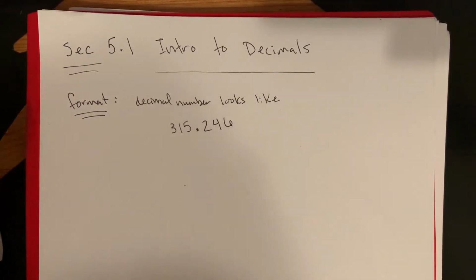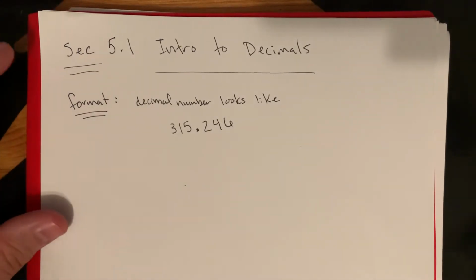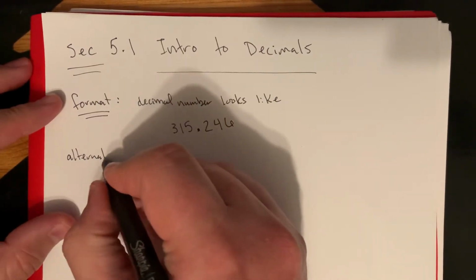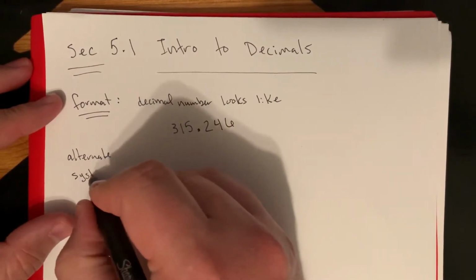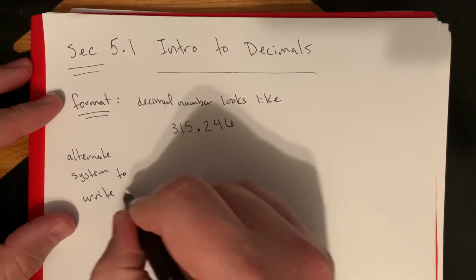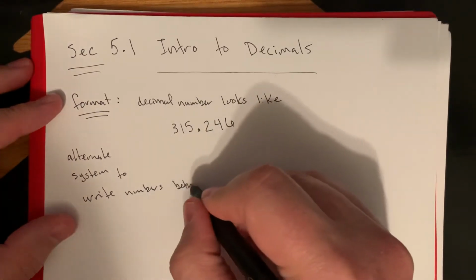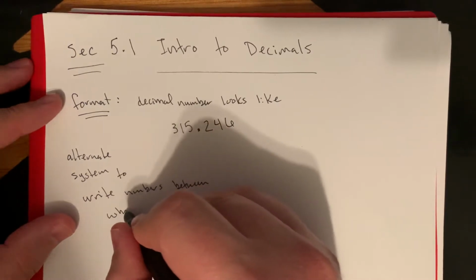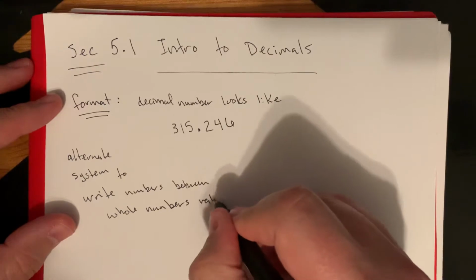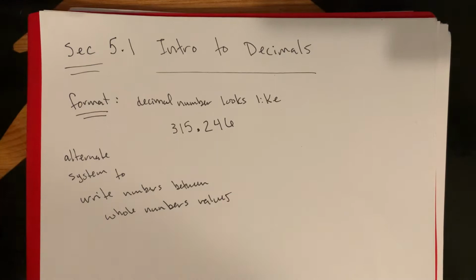The idea, what is a decimal, what is happening? So this is an alternate way, it's sort of an alternate system to write numbers between the whole number values. So, an alternative to fractions.